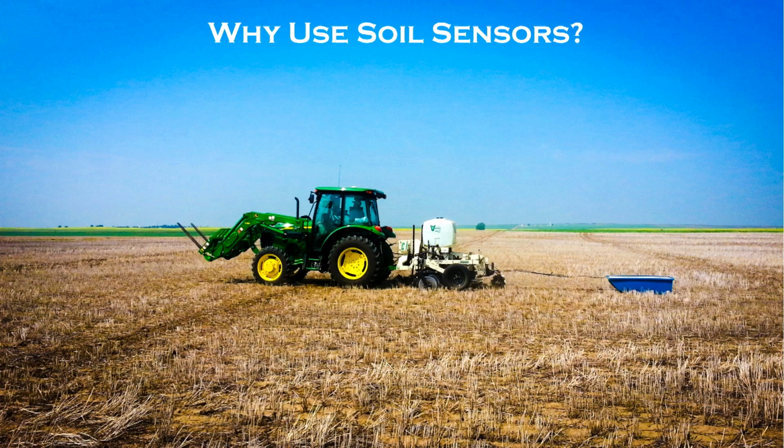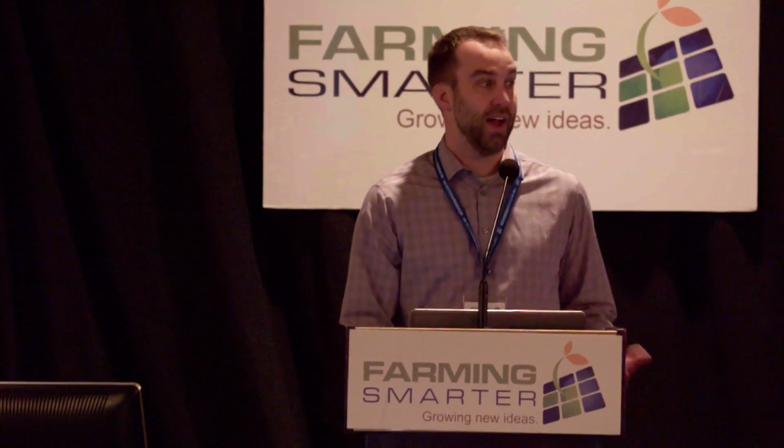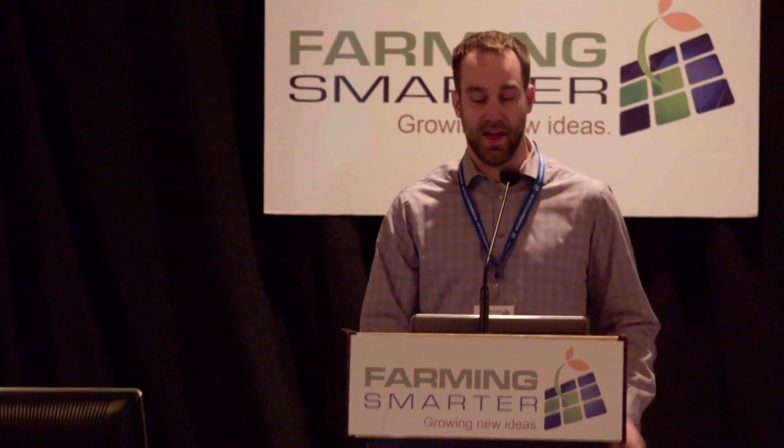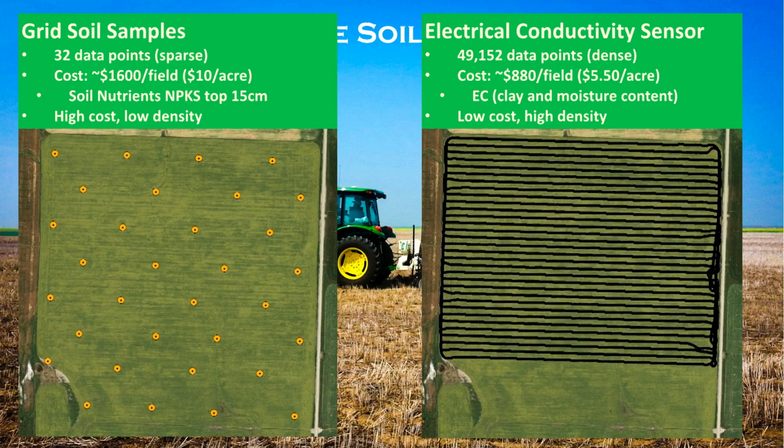So why use soil sensors to begin with? When we're talking about precision agriculture, we're talking about variability in the field, and we'd like to manage that variability. But before it can be managed, we have to better understand that variability. Two approaches to that would be, on the left, taking grid soil samples, taking a sample every 5 acres and using that to come up with a better understanding of how our field properties vary over space.